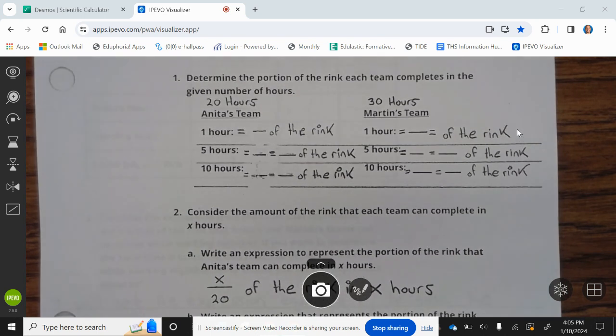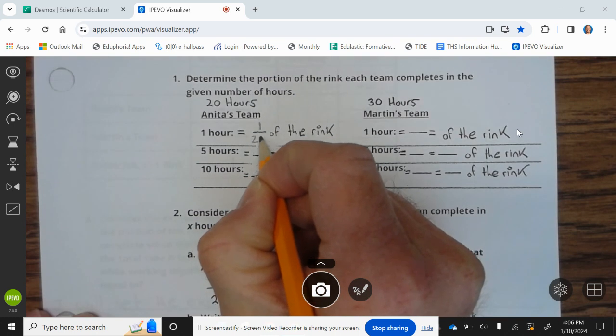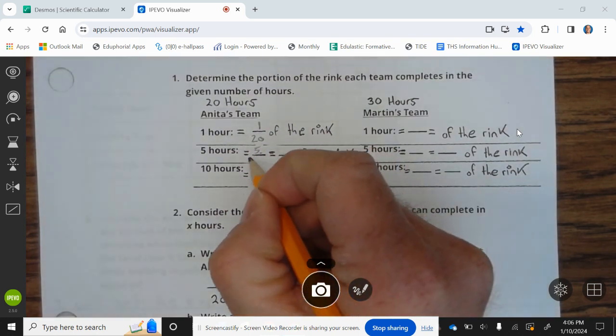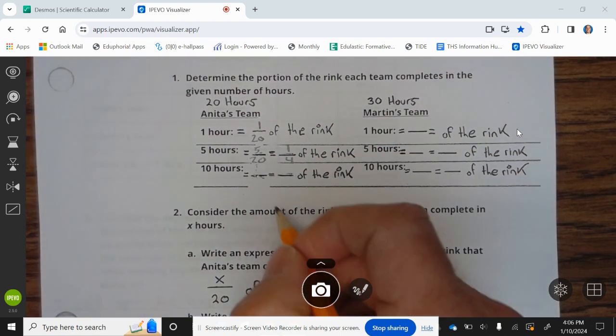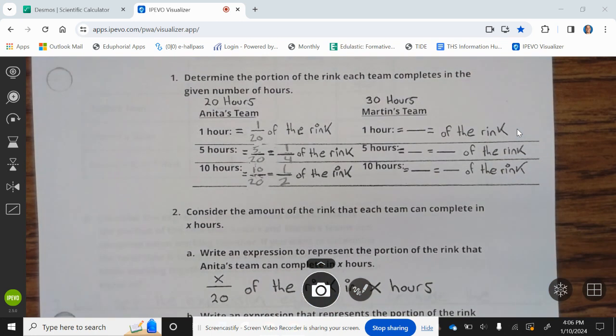1. Determine the portion of the rink each team completes in a given number of hours. 20 hours, Anita's team. So 1 hour is 1/20 of the rink. 5 hours is 5 divided by 20, which reduces to 1/4 of the rink. 10 hours is 10 divided by 20, which reduces to 1/2 of the rink.